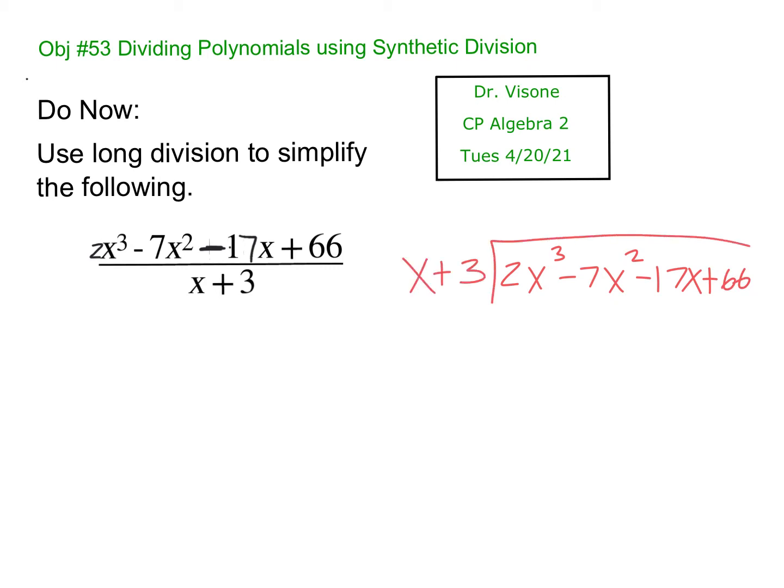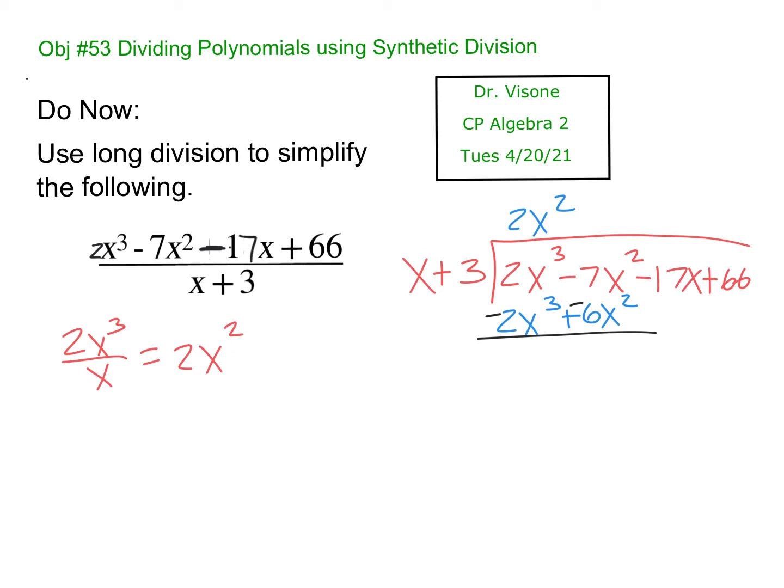So for some review of long division, go through and do that problem. We take our leading term. I get 2x squared, goes up top. Distribute. 2x cubed plus 6x squared. Change the sign to subtract. Negative 13x squared minus 17x plus 66.